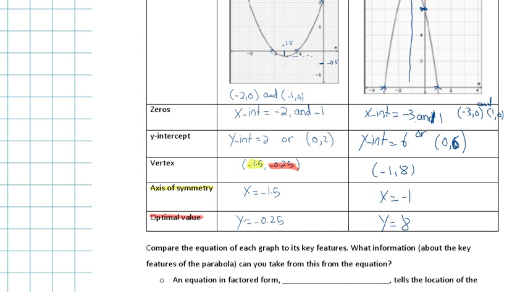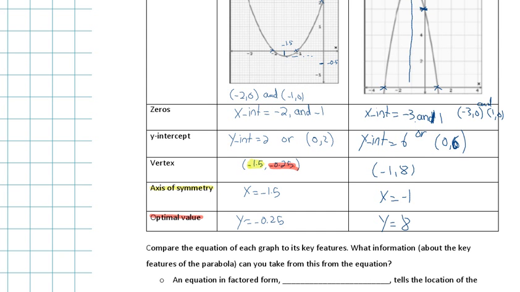So you put 2, 0, 1. Are you guys okay with this?